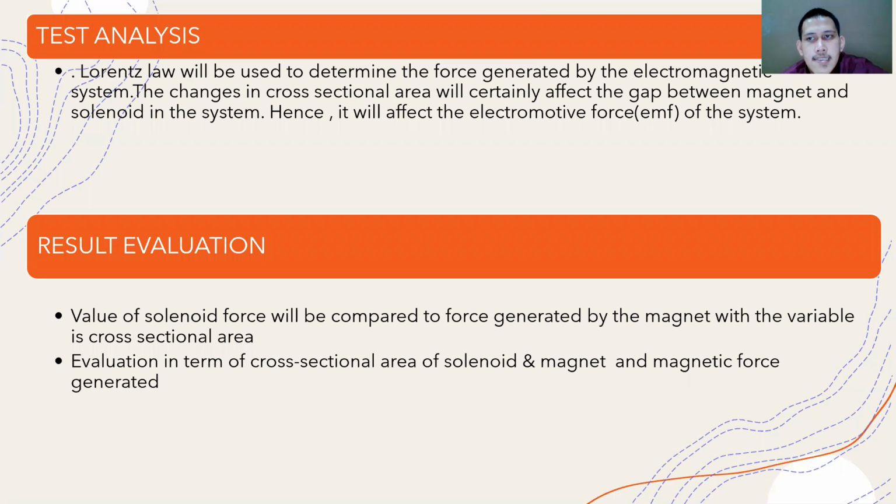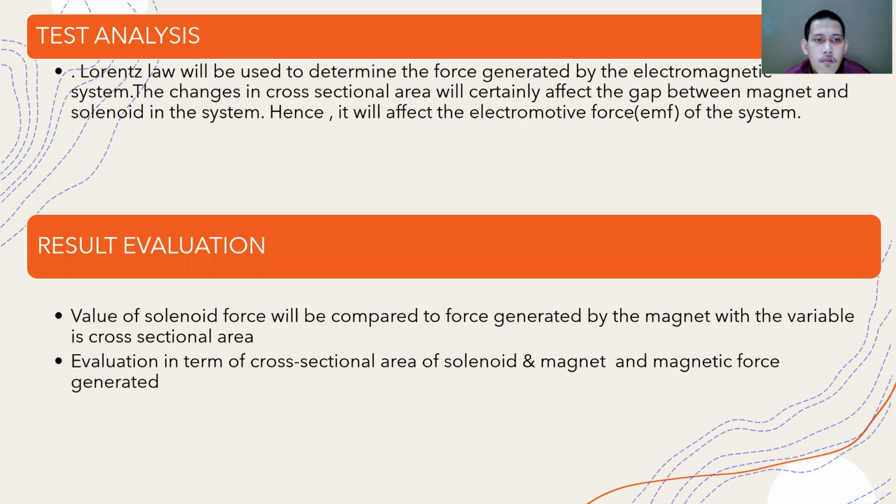And for the test analysis, the Lorentz law will be used to determine the force generated by the electromagnetic system. The change in the cross-sectional area of the magnet and solenoid will affect the gap between them. Any change in the magnet or solenoid will affect the gap between them, and it will affect the electromotive force of the system.